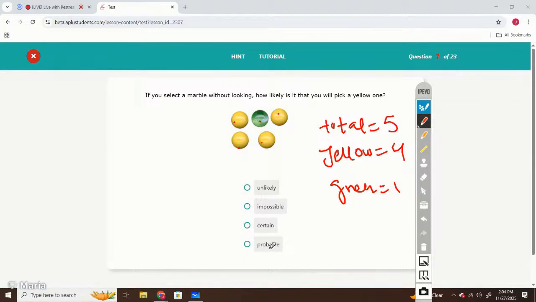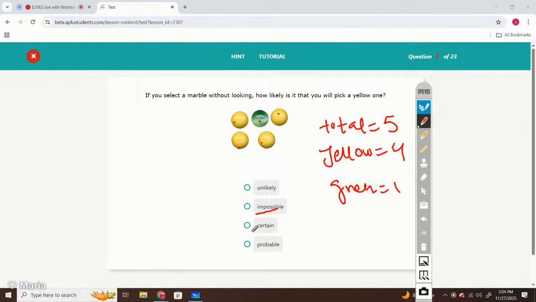Why? Probable it is. See, we have 4 words here: unlikely, impossible, certain, and probable. So let's just understand those words. Impossible means never ever. Like if you are going to select the red marble over here, do we have any red marble over here? No, we don't have any red marble over here. So we will never ever select the red marble. That means it is impossible.